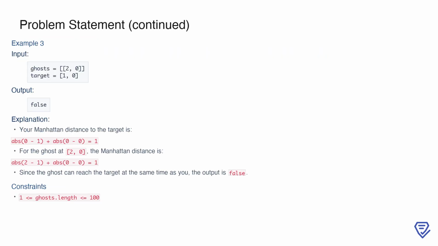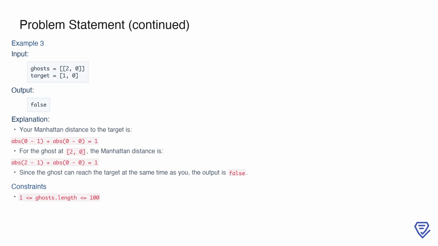In the third example, the ghost starts at 2, 0, and the target is at 1, 0. Your Manhattan distance to the target is abs(0 to 1) plus abs(0 to 0), equals 1. For the ghost, the distance is abs(2 to 1) plus abs(0 to 0), equals 1. Here, the ghost has the same Manhattan distance to the target as you. This means that the ghost can reach the target at the same time as you, preventing you from escaping. Therefore, the output is false. These examples illustrate how the problem hinges on comparing your Manhattan distance to the target with the distances of the ghosts.